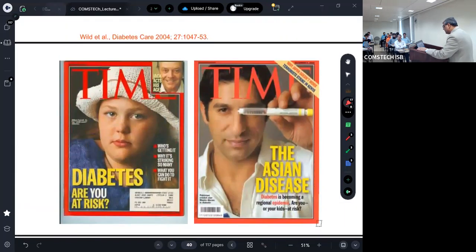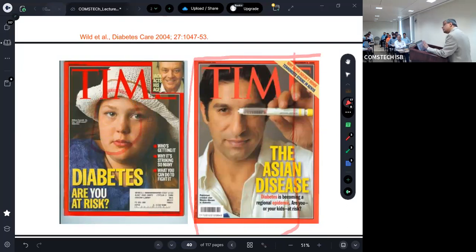Okay, patients are different. On the left side, obese patients, and on the right side, you know him. Anyone know him? Okay, it's Pakistan. So the Asian disease is normally non-obese. He's obese. The lady on the left side, her BMI is less than 18. But the scenario is different.